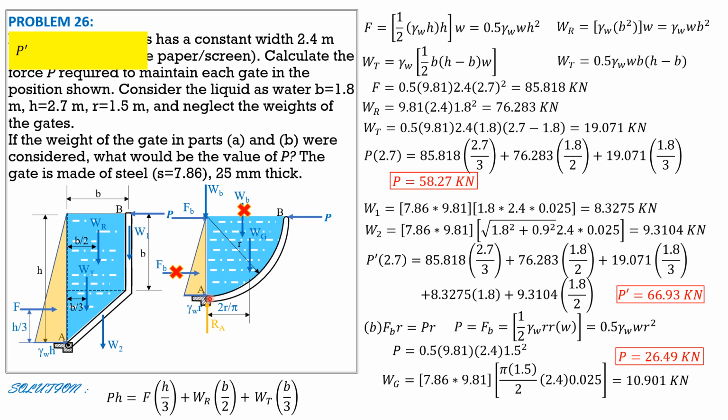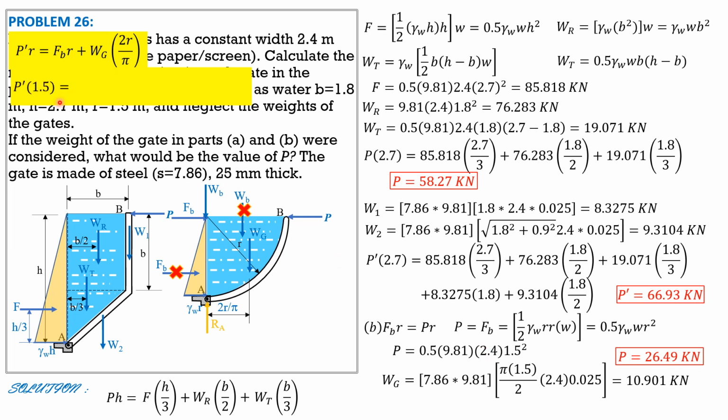Summation of moment about A equals 0. So we have P prime times R equals F_B times R plus W_G times 2R over pi. Substituting, F_B is equal to 26.49 in part A. So P prime times 1.5 equals 26.49 times 1.5 plus 10.901 times 2 times 1.5 over pi. So solving for P prime, considering the weight of the gate, 33.43 kilonewtons.